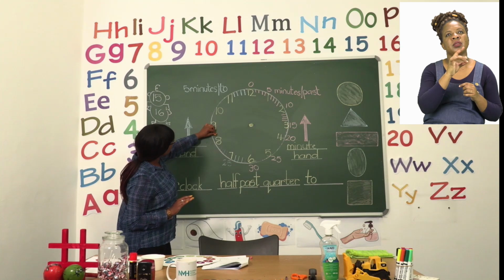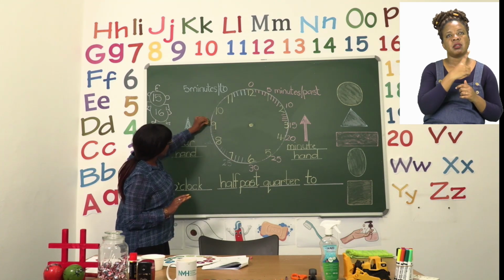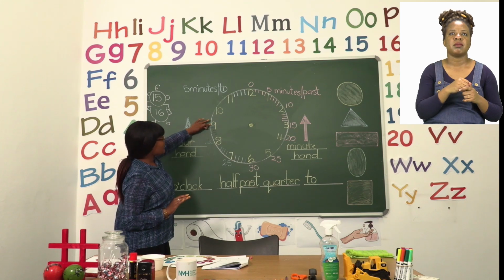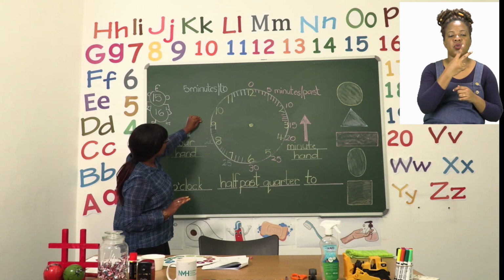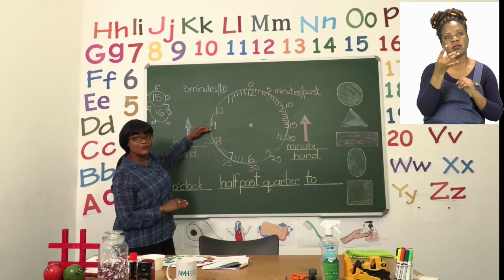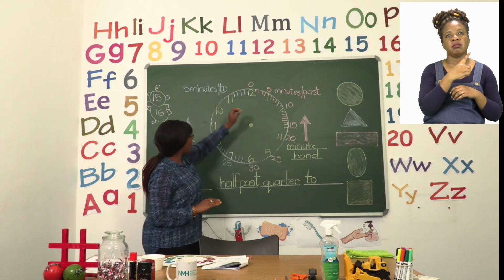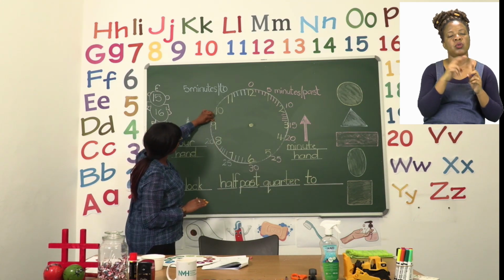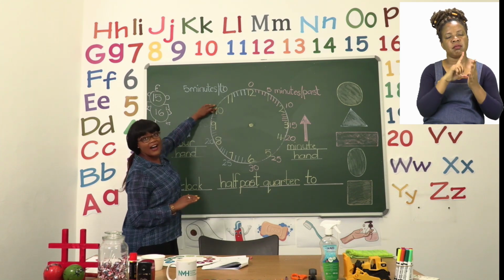Then we count again another 5. 1, 2, 3, 4, 5. And this 5, if we're counting backwards in 5s, becomes 15. So we say 15 minutes to. And then another 5. 1, 2, 3, 4, 5.